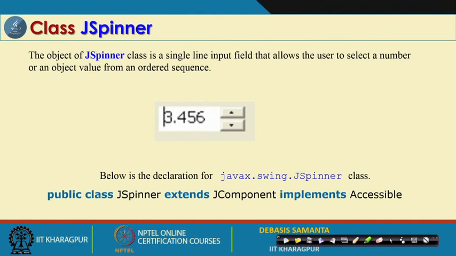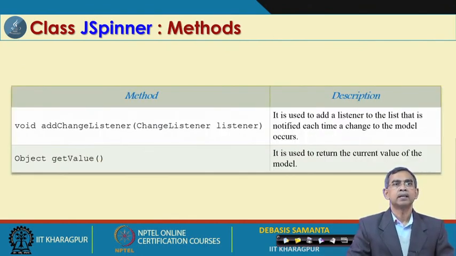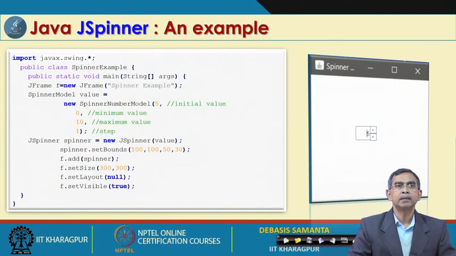So, this is the usual look of a JSpinner, and it has two constructors and two methods. This is one simple example by which a JSpinner with some default values can be planned, and you can change the different values.